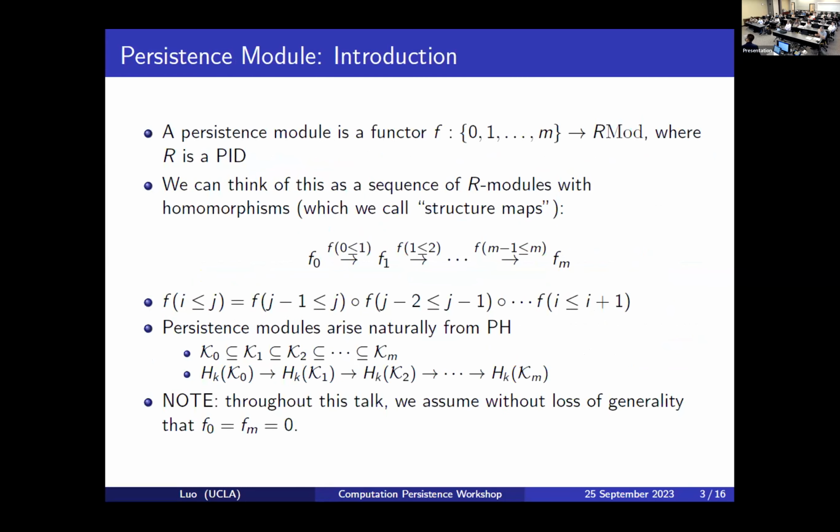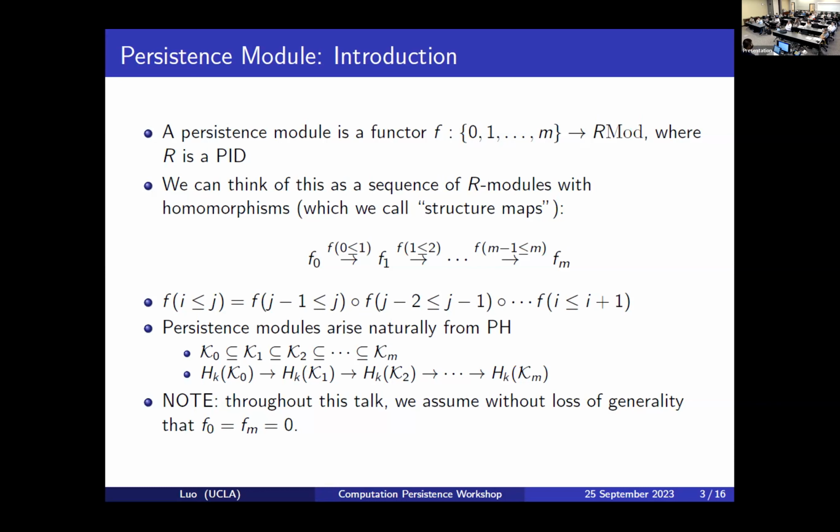So starting off, let's quickly do some introduction. A persistence module is essentially a functor from a finite totally ordered poset to the category of R-modules, where here R is a PID. Essentially, we can think of this as a sequence of R-modules with maps in between, and we can of course also compose these maps.